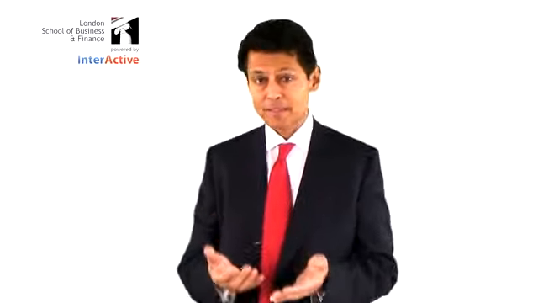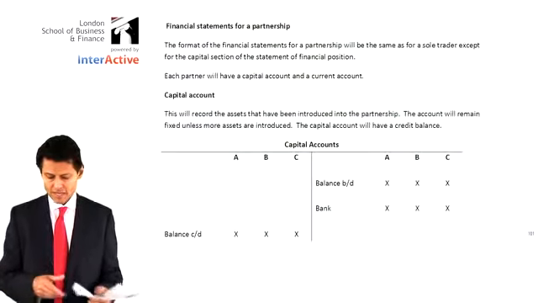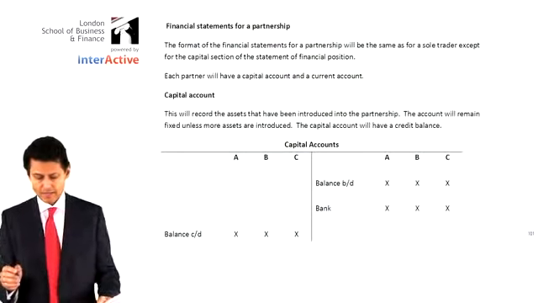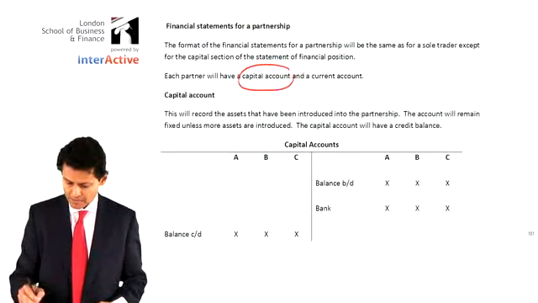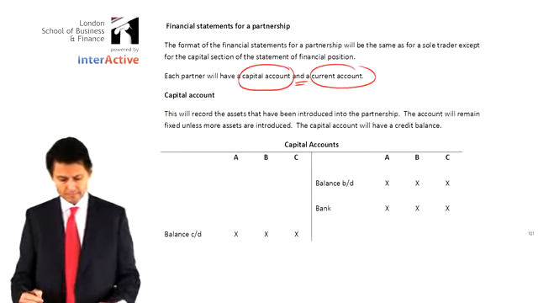So you must expect the capital account to be quite quiet in the exam. It hardly changes at all, which is why it hardly ever gets examined. But the current account, of course, is much more active. So you must be prepared to do some T accounts, as the handout demonstrates. So we move on then to the financial statements. The capital account and a current account. So each partner will have a capital account and a current account. So I might underline "and".